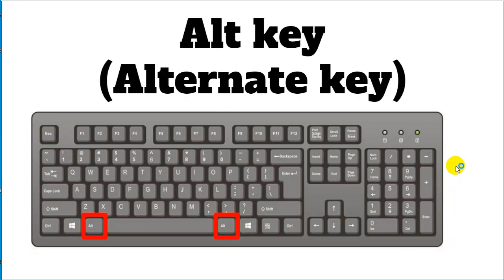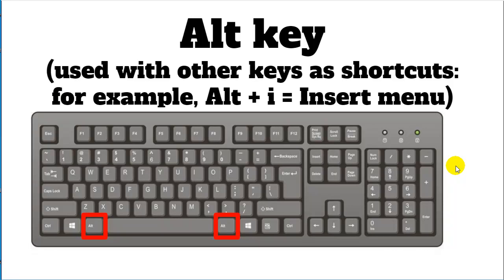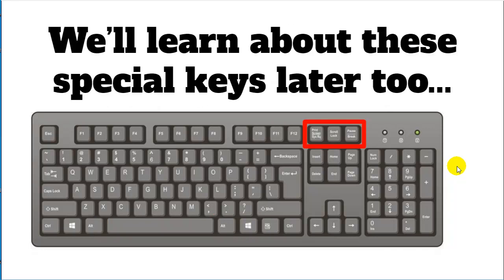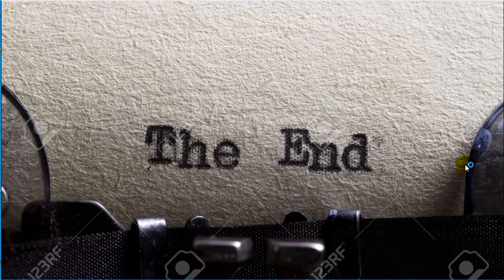Alt key is the alternate key. Alt stands for alternate. It's used in shortcut combinations as well. For instance, if you use Alt-I, it'll open up the insert menu. And there's a lot of shortcuts with the Alt key, and we'll go over those as we go through the class. We'll learn about these other special keys. They're kind of older keys that don't have very much use anymore, but we're going to use them. I'll show you how to use them in our class, but we're not going to learn about them right now. Well, that's about all there is to it.